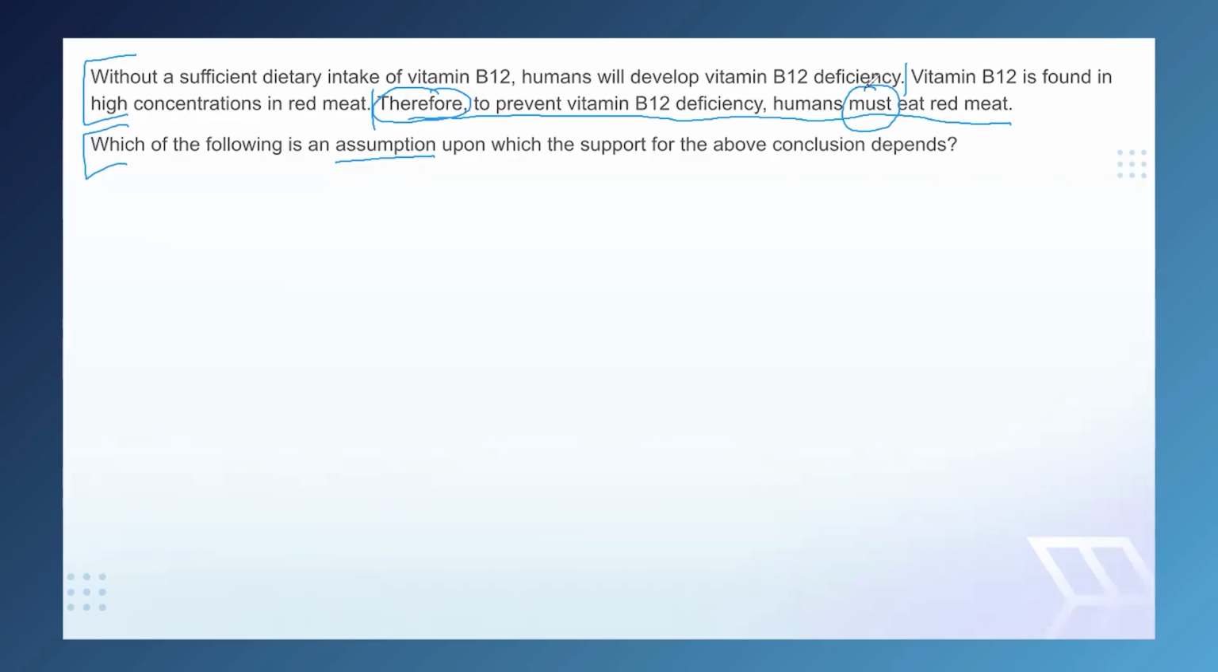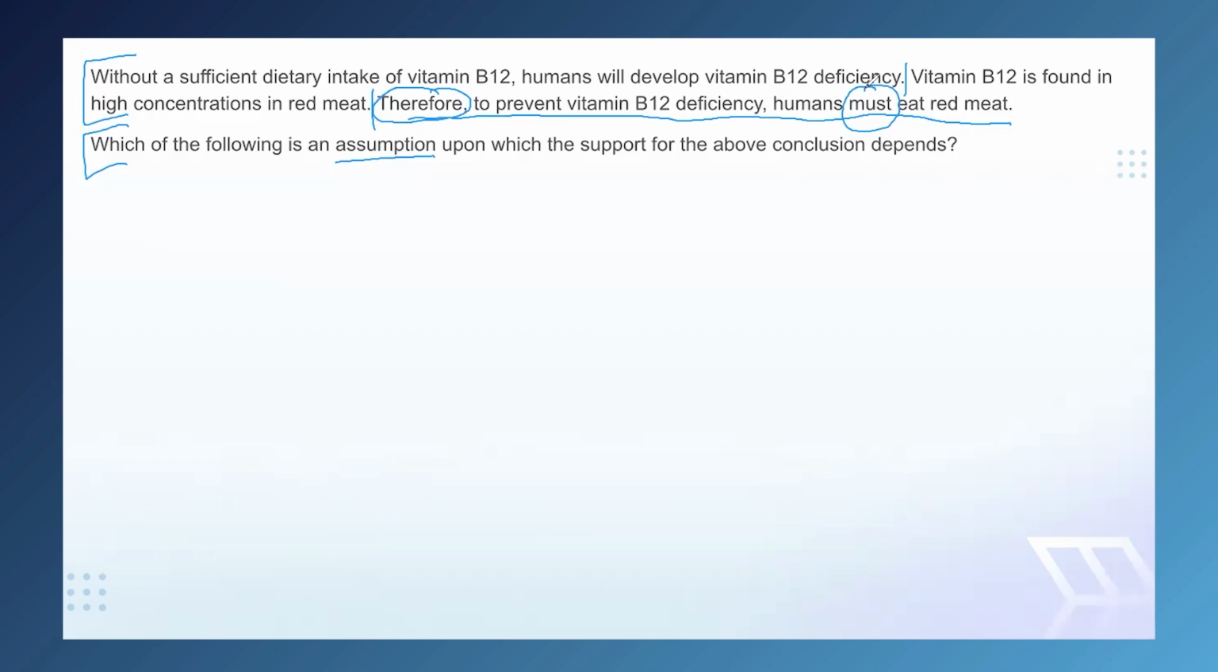Now, why is that? Well, it is a lot easier to prove something that's a little bit more reserved, something that isn't going so far. So something like, to prevent vitamin B12 deficiency, it is a good idea to eat red meat, or red meat can be a good way to prevent vitamin B12 deficiency. It's easier to prevent vitamin B12 deficiency if you eat red meat. Those are all pretty reserved, right? Those are all easier to prove because they're not going too far. They're not too extreme. Here we have humans must eat red meat. That is the only option. You have to do it.